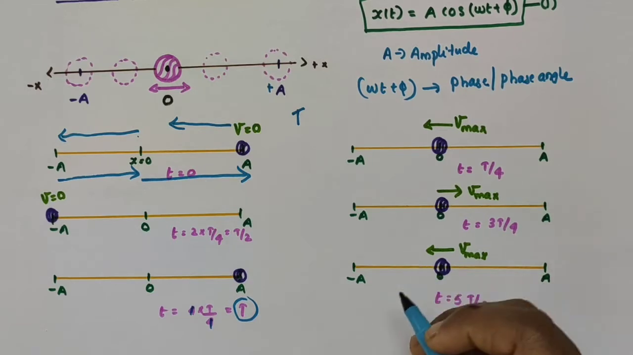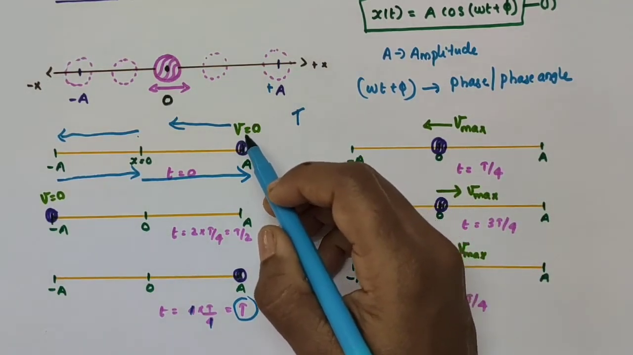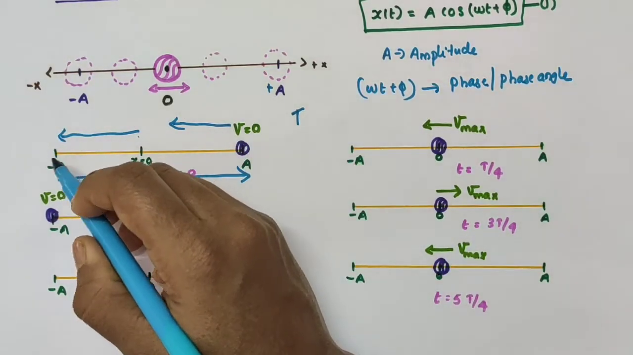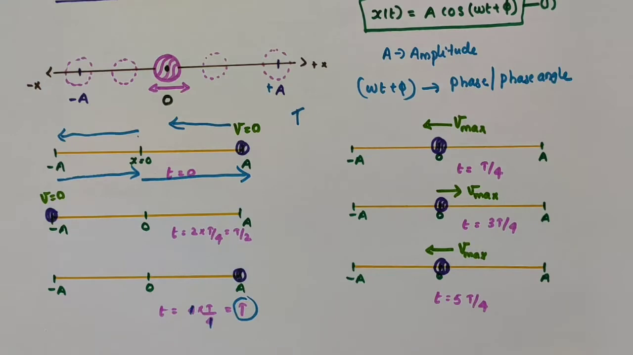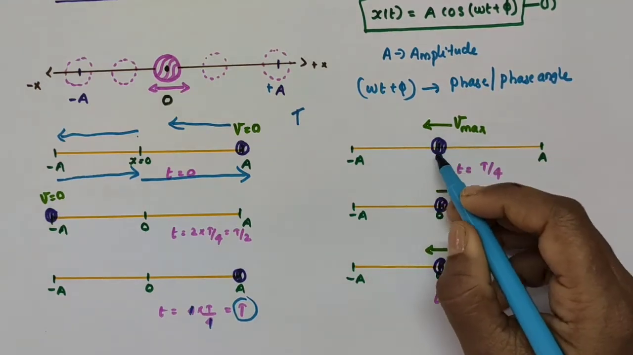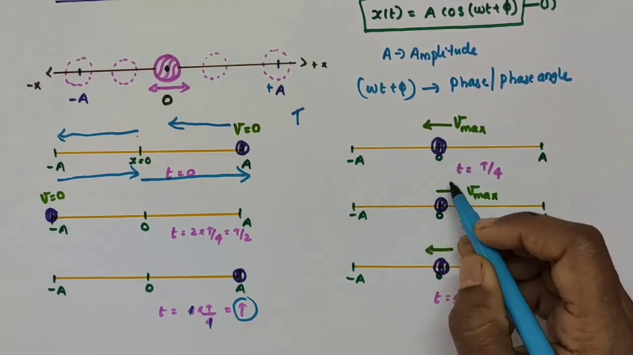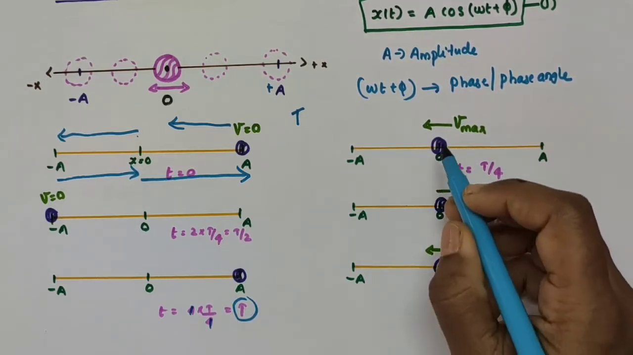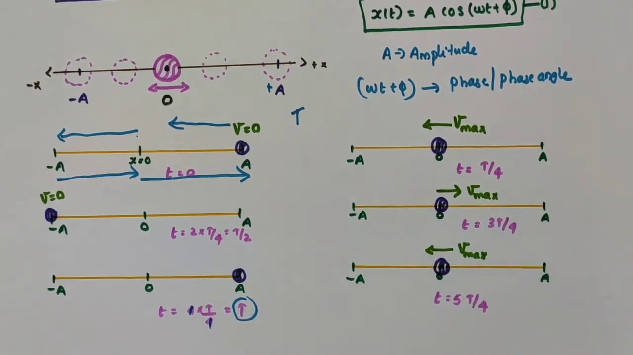The speed of the particle will be 0 at the two extremes of motion, that is at this point and at this point. At the two extremes of motion, the speed of the particle is 0. And the speed of the particle will be maximum for 0 displacement, that is at x equal to 0.